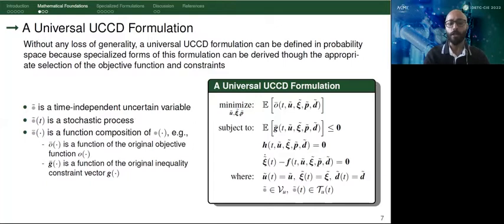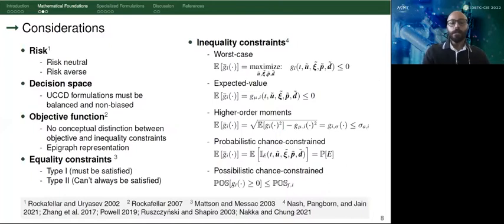Notice that in this equation, we are minimizing the expected value of a composite function, and that composite function is basically a function of the original objective function. The same logic applies to the inequality constraints. Now, this formulation entails a lot of important aspects. The first one is risk. Any UCCD formulation should consider the impact of uncertainties on all of the decisions that we are going to make.